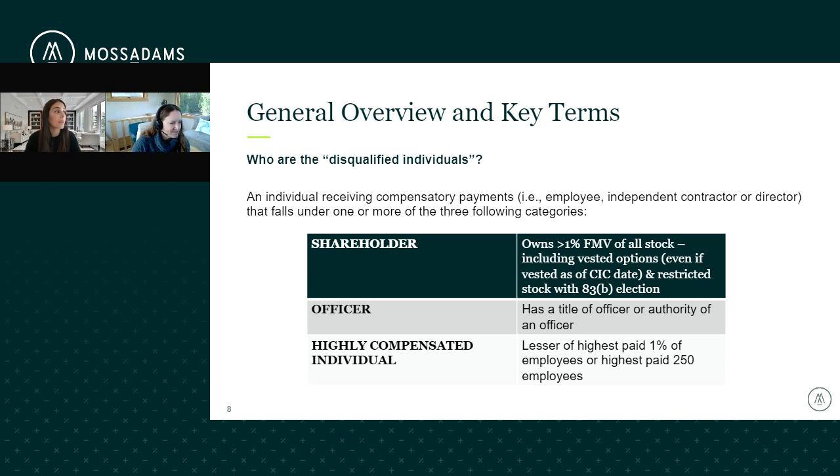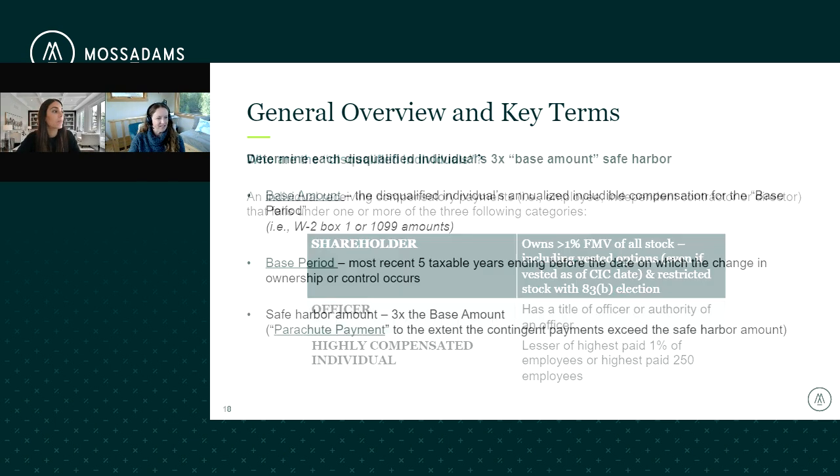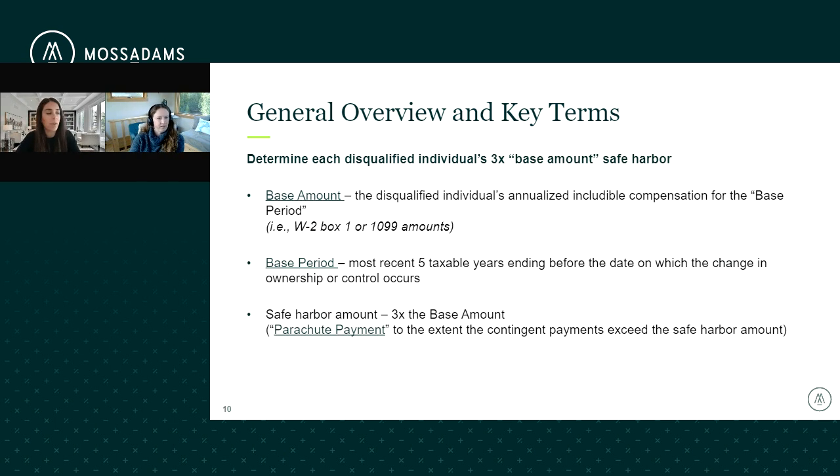But sorry about that. Let me jump back to your slide. So I just wanted to add one other point. For the base amount, this also includes compensation from a predecessor entity and or a related entity. So you'll want to consider that.